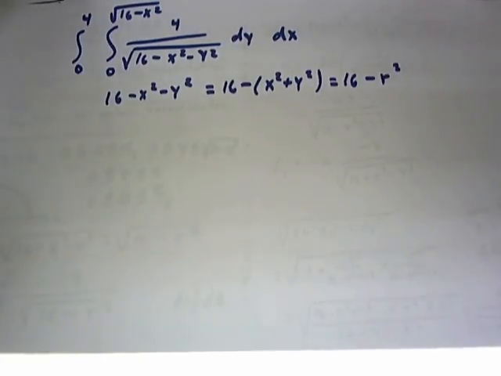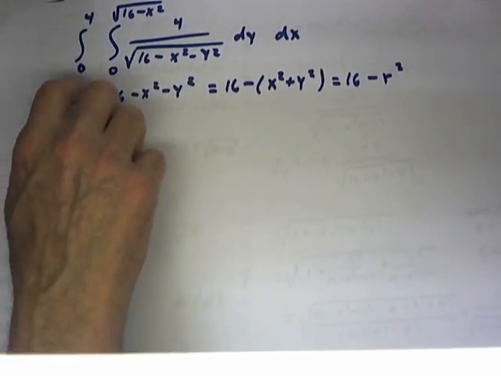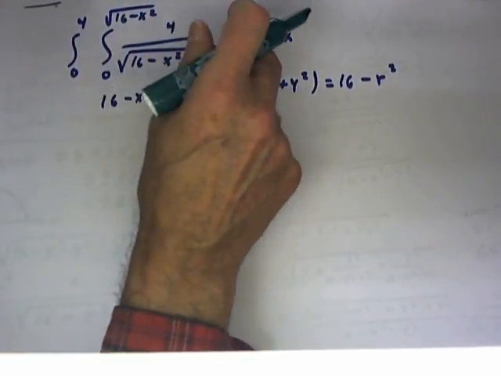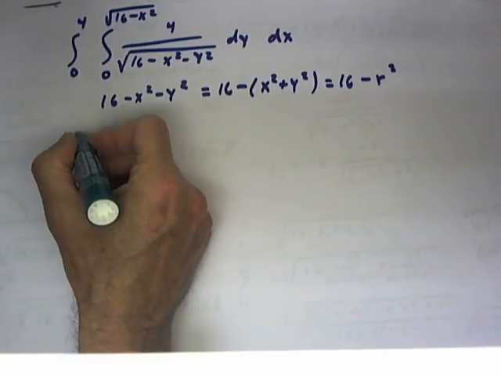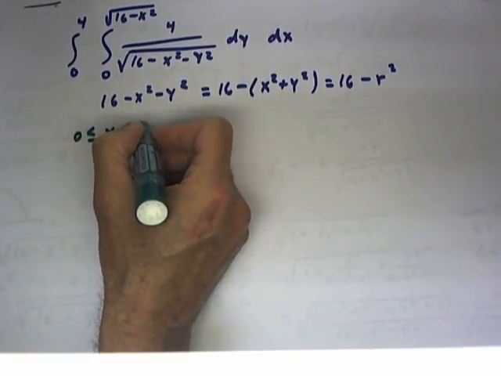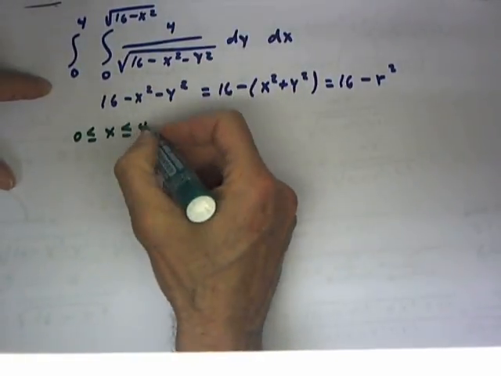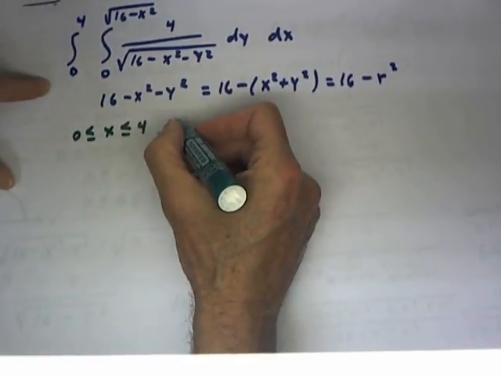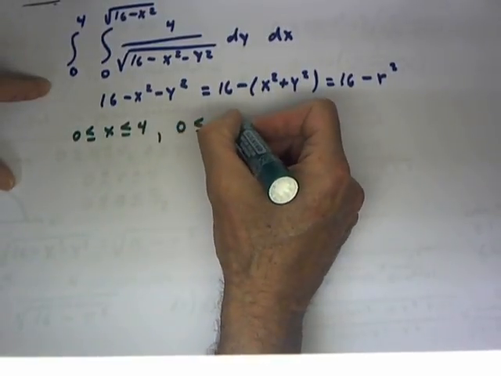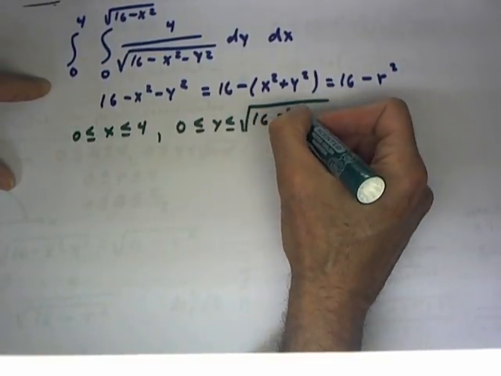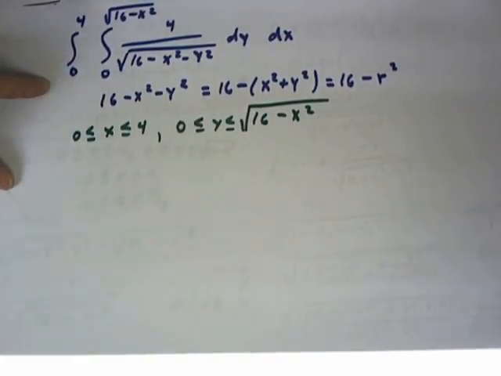To switch the region to polar coordinates, let's first describe the region once more. The region corresponding to this integral is 0 less than or equal to x less than or equal to 4, x going from 0 to 4, and then y going from 0 to, not the square root of 16, but the square root of 16 minus x squared.